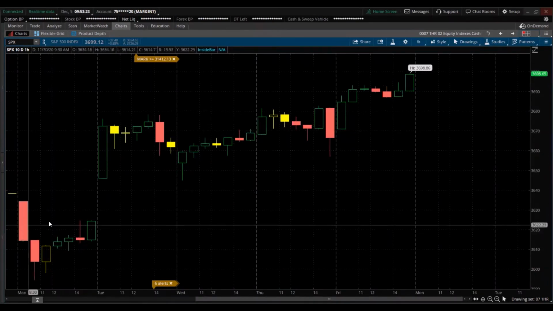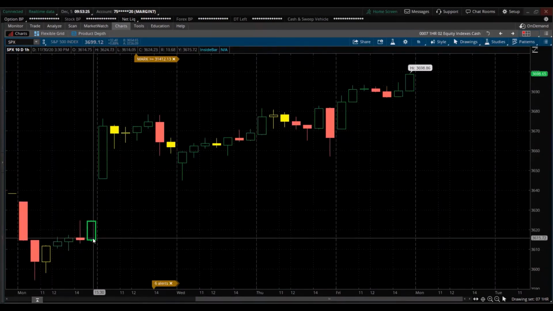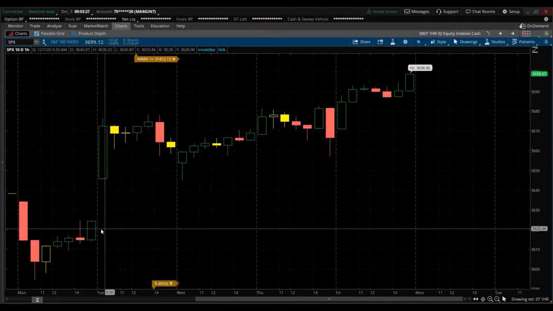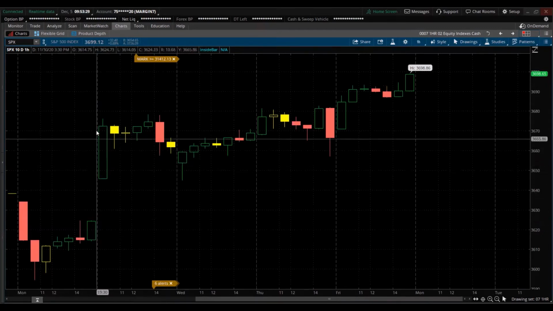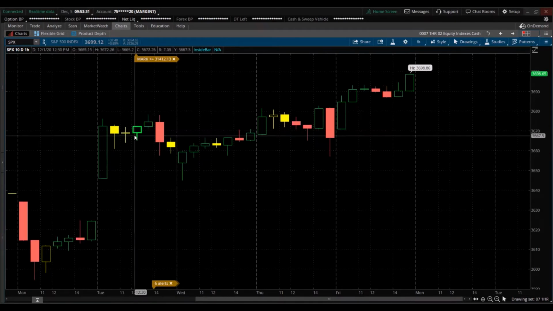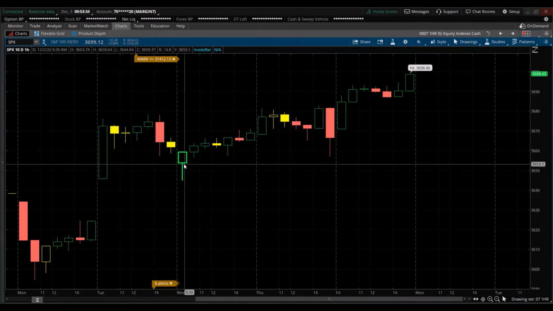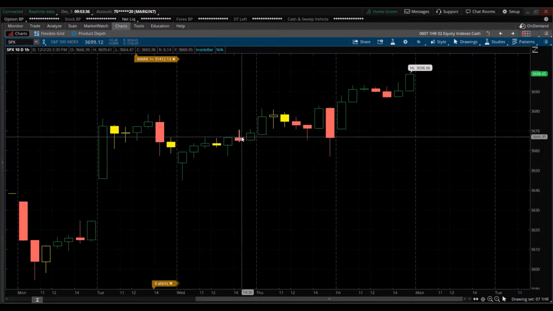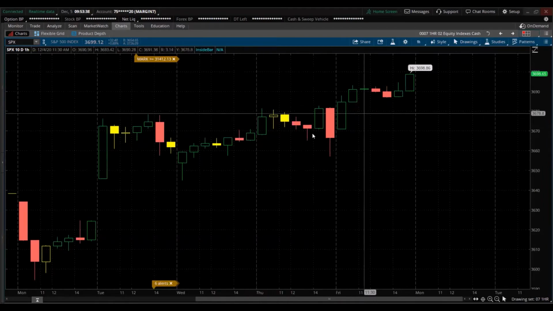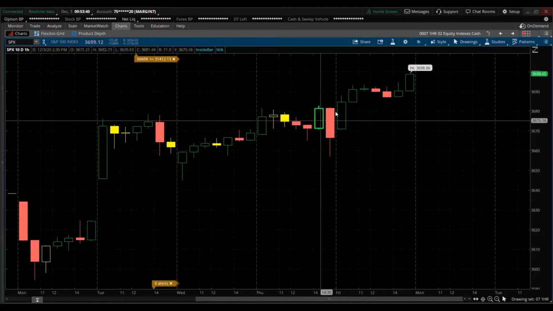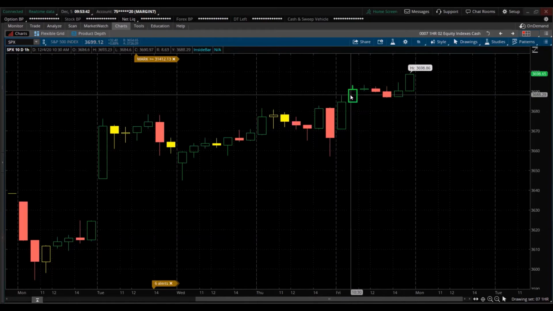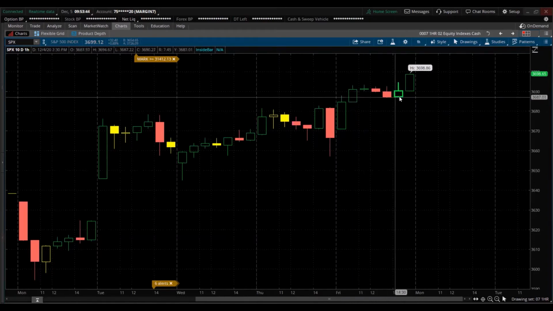This was Monday. Actually sold off. And come Tuesday, it gapped up and then did a consolidation. That's a consolidation. Come Wednesday, it did trending. Thursday, it was a consolidation phase. And then Friday, trending, consolidation, and back to trending.